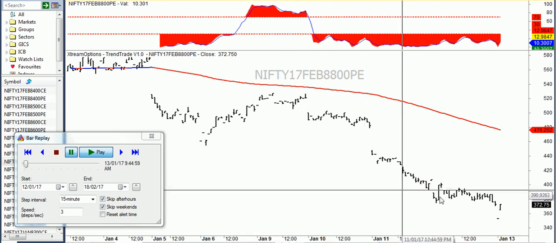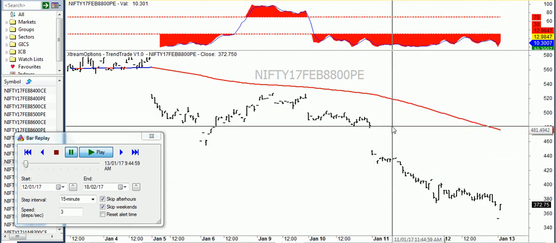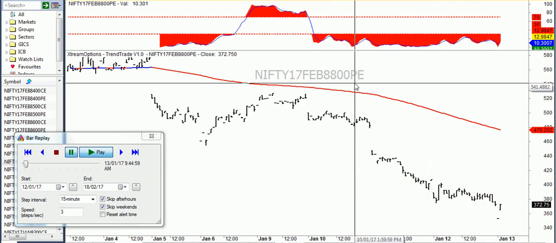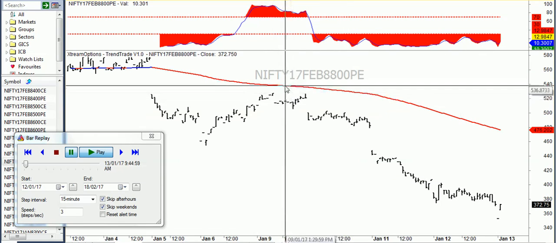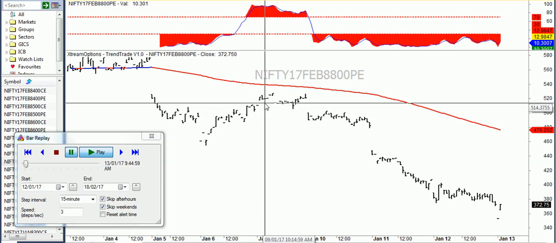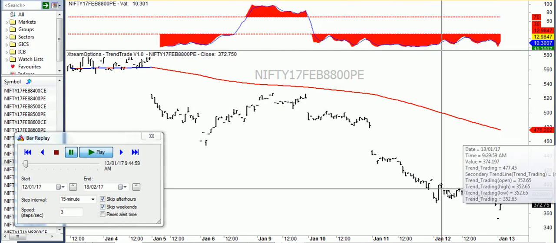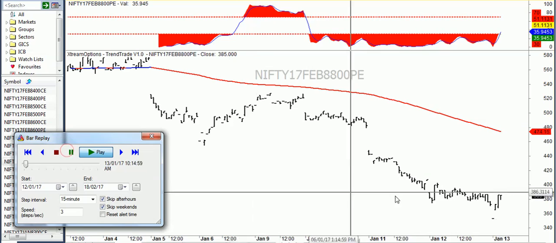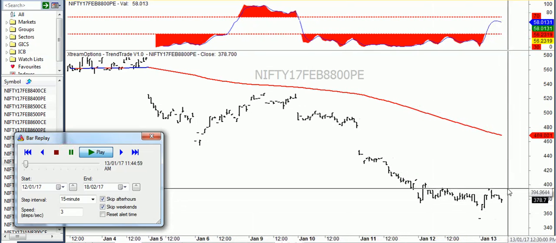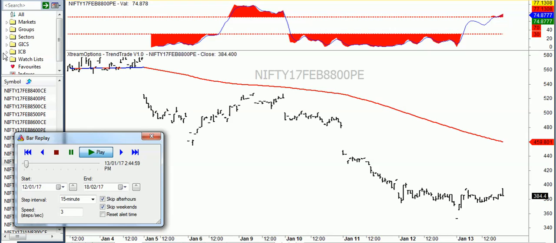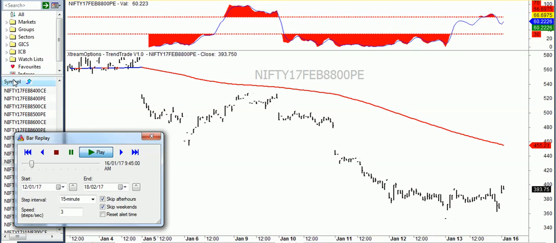Now let's have a look at one such instrument that I have selected to show you the demo. So I have selected 8800 PE. The price is below the trend line. The color of the price is black because the instrument has just started. So we'll wait for the color of the price bars to show us a direction. So here it is. I am running it in fast mode.